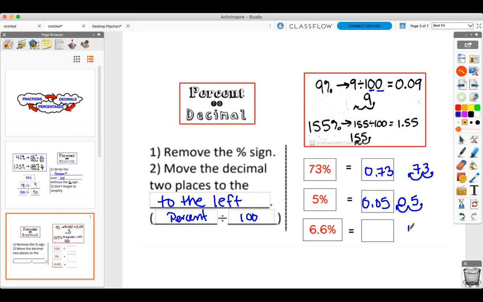And the last one, 6.6%. Again, this time we're given a decimal, and that's totally fine. We're just going to start there and move it 2 places to the left. 1, 2. And then remember, no number, we put a 0. So it's going to be 0.066. And that's how you change from percent to a decimal.